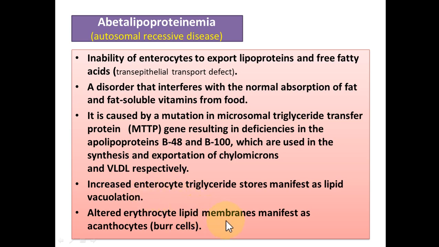We know that the cell membrane of every cell is made up of a lipid bilayer. So defective membranes, which result from deficiency in the lipid component of the cell membrane, will result in altered membranes of the cells. And particularly if we talk about the red blood cells, they are abnormal and are known as acanthocytes, also known as burr cells.